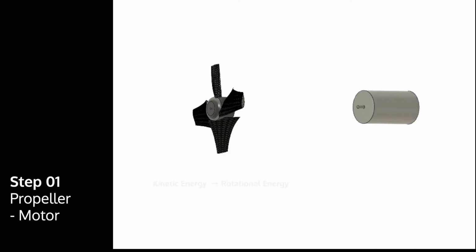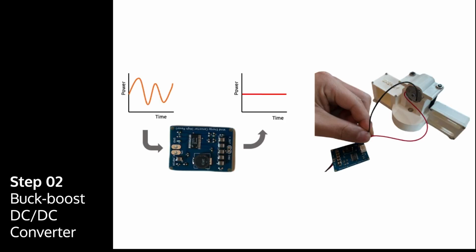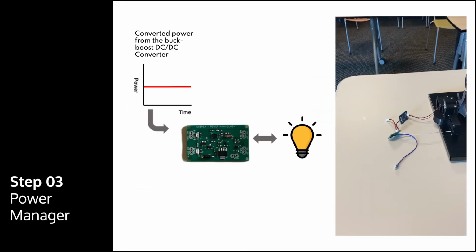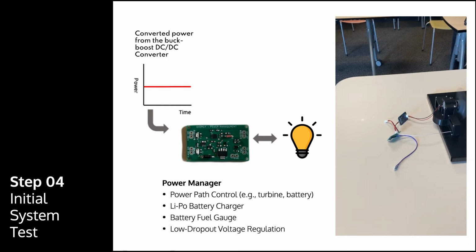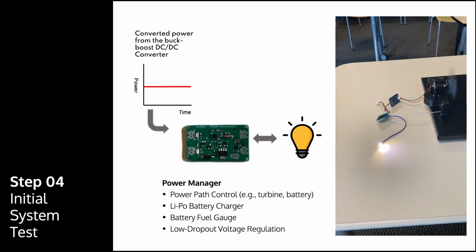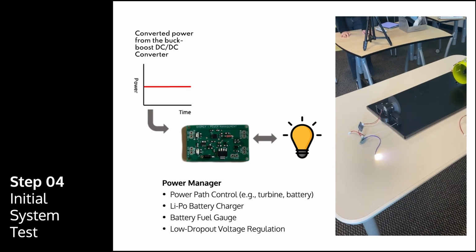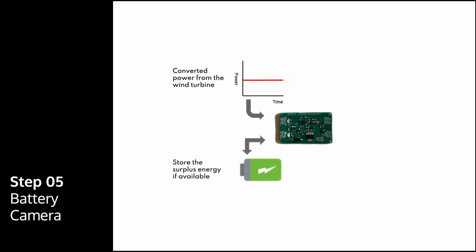The first step is to interconnect the propeller with the DC motor to convert the rotational energy to electricity. You can then connect a buck-boost DC-DC converter to the DC motor. After that, the power manager needs to be connected. It can control the power path, charge the lithium polymer battery, gauge the battery level, and regulate the voltage. Before moving into the next step, you can confirm the system operations with the LED. You can then connect the battery and the pre-programmed camera modules.